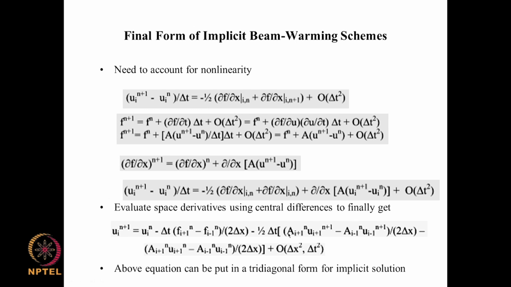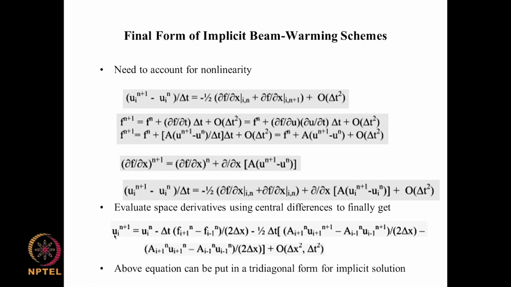Okay. And we also have the a's always being evaluated at n, and spatially u's are being evaluated in such a way that there is central differencing, i plus 1 and i minus 1. So together this gives us an approximation for the u_i^{n+1} evaluation.